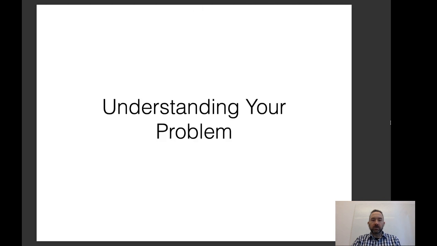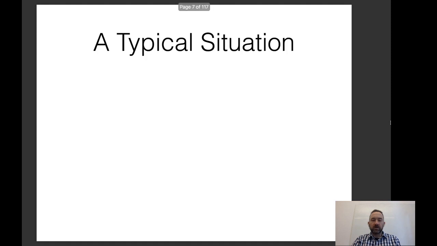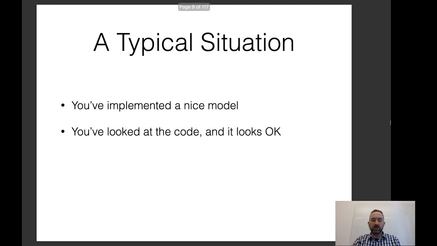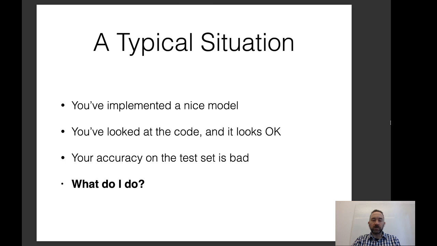So the first way we can start debugging our models is understanding the problems we're facing. A typical situation is that you've implemented a nice model, you've looked at the code, it looks okay, but your accuracy on the test set is bad. So how do you figure out what to do in this situation?